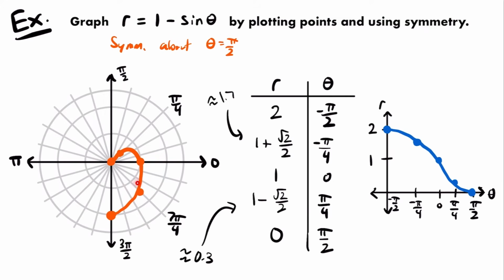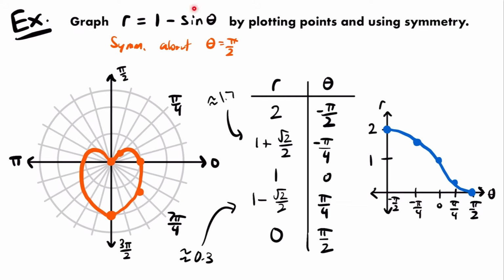Now we can reflect it to the other side, which means that if we complete our graph, it will look something like this. This right here is the graph of r equals 1 minus sine theta. In fact, this is what we call a cardioid, which is one of our special types of polar graphs. All right, and so that's how we can sketch a polar equation by plotting points and making use of symmetry.